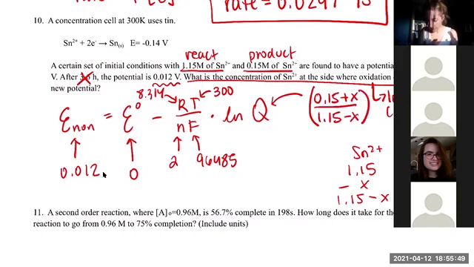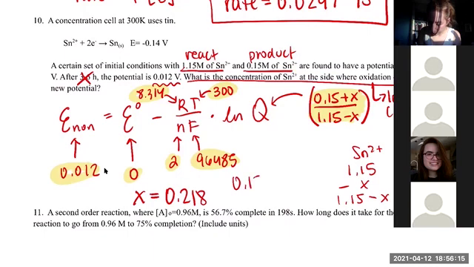Okay. We have everything filled out here to the best of our ability, all these values. And we're going to solve for x. When you calculate everything, x should equal 0.218. And then your final answer would be 0.15 plus 0.218 equals 0.368.